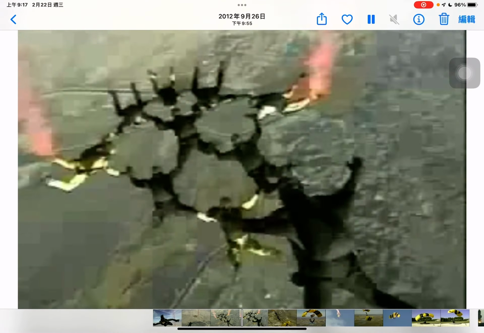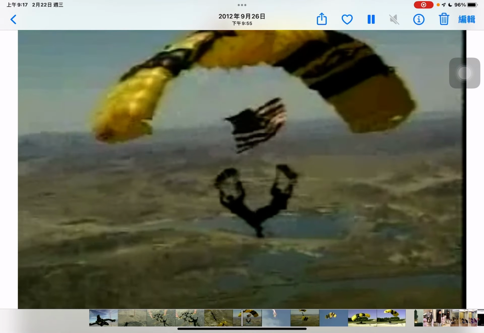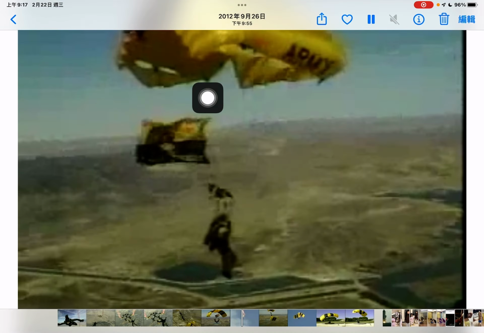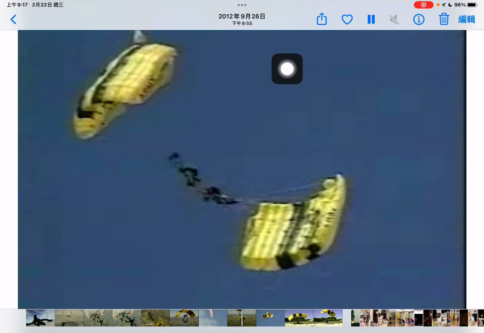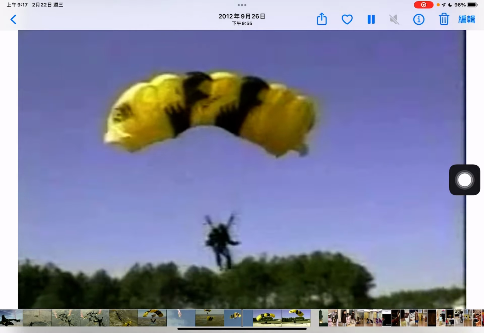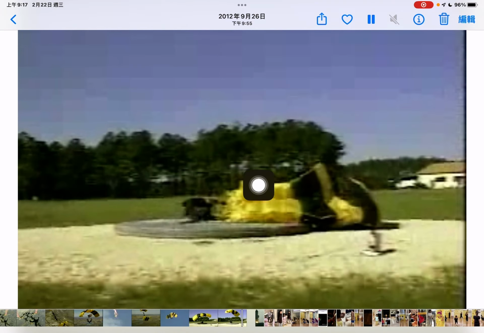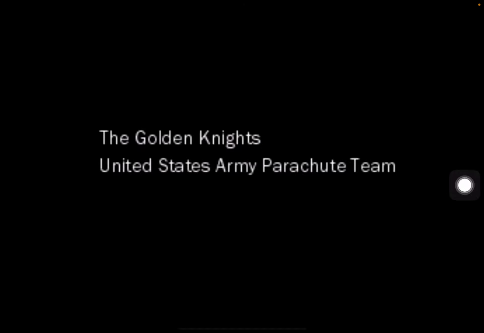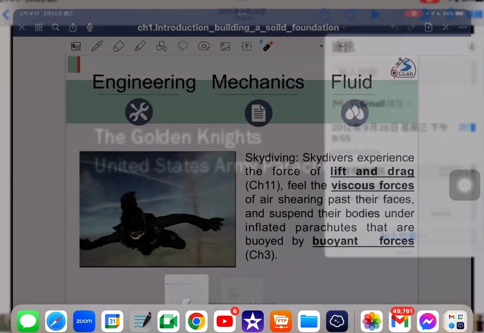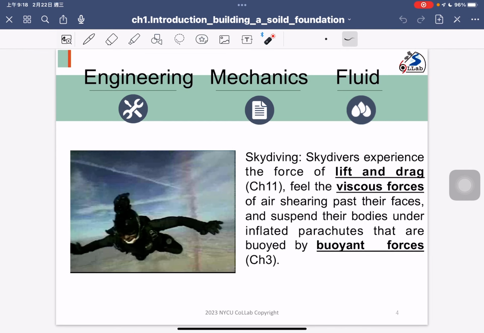And another force is what we call the buoyant force. The buoyant force is caused by, you can see, the inflated parachutes. We have the inflated parachutes to provide the buoyant force to suspend the body. If we don't have the parachutes here, and why is the parachute designed to be inflated? That provides the maximum buoyant force by the shape of the parachute. Based on the movie, we know it is a very dangerous exercise, but we should be careful to design the systems.